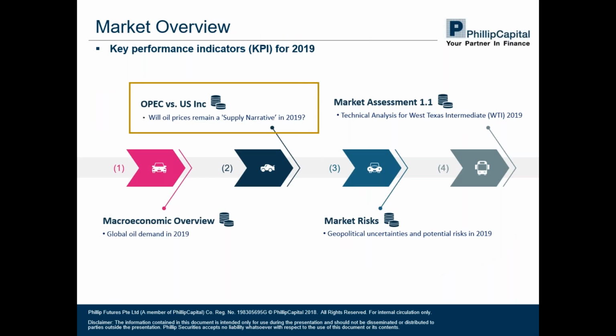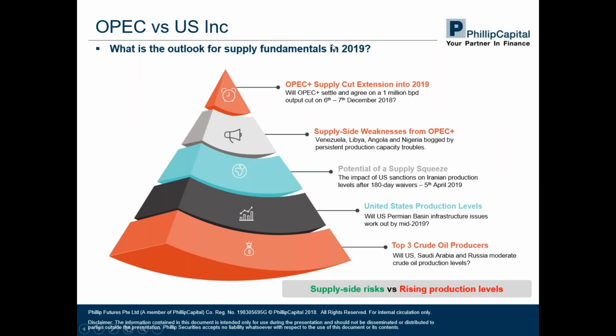The key point is about global oil supply. We will share a bit more on why we think oil prices remain a supply narrative and what are the KPIs that actually affect oil prices in 2019. We've summarized 5 key points here, and I think these 5 key points will give you a good idea of what is going to happen in the first quarter of 2019.